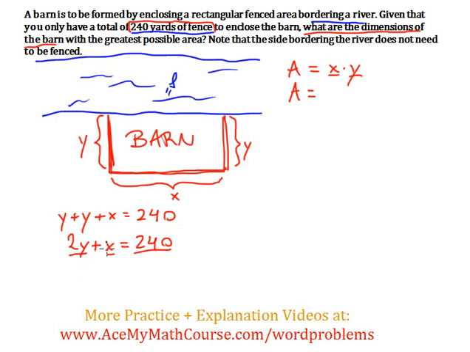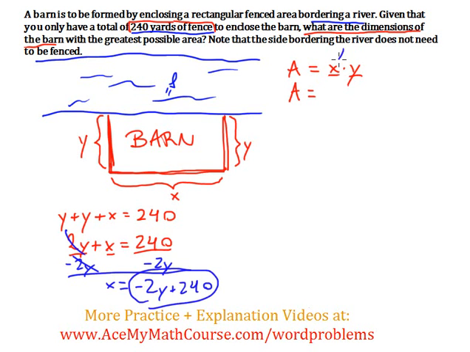Well, I know that 2Y plus X is equal to 240 because we only have 240 yards of fence. So I'm going to isolate X here. How can I do that? I'm just going to subtract 2Y from both sides. Those go away. X is equal then to negative 2Y plus 240. So I can take this and place it right here. So negative 2Y plus 240 times Y is the area. Now I can distribute the Y. So I get A equals negative 2Y times Y is negative 2Y squared. 240 times Y is 240Y.